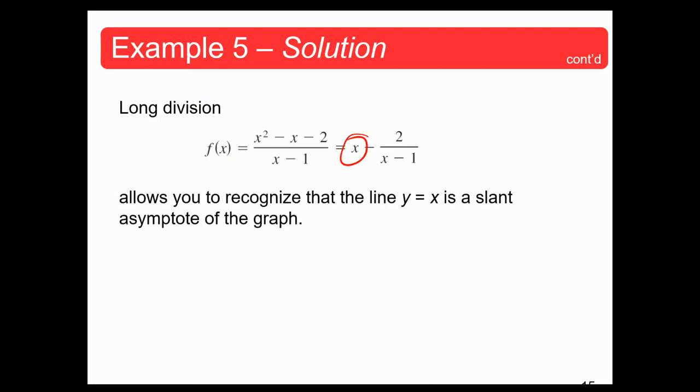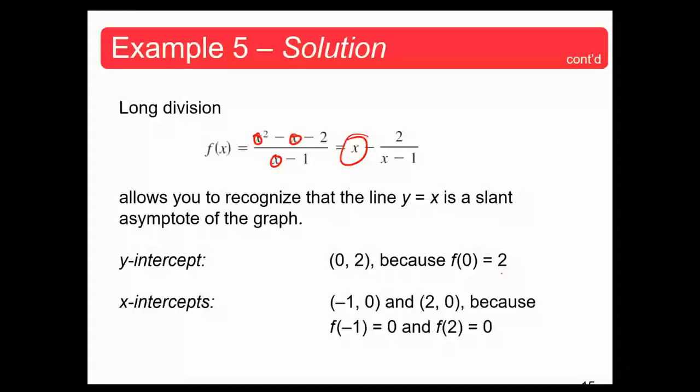And you see that here. So the y-intercept, if I put 0 in for x, I'm left with just negative 2 over 1, or just negative 2. So that gives me some kind of a point. And I already talked about the x-intercepts because of the vertical asymptote. The x-intercepts are when I set the numerator equal to 0.